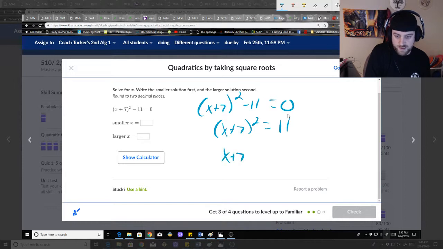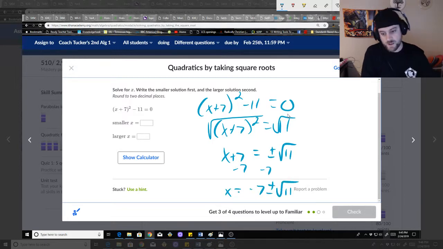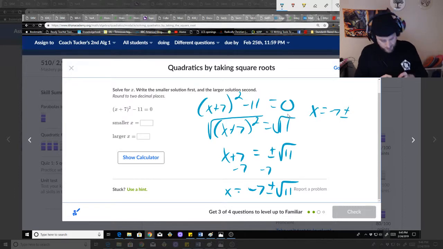So x plus 7 equals plus or minus the square root of 11, because we take the square root of both sides. And then subtract 7 from the front. So x equals negative 7 plus or minus the square root of 11. If I type that in my calculator, it said round to two decimal places. We can go ahead and round the square root of 11 to two decimal places because 7 is a whole number, so we're good there.